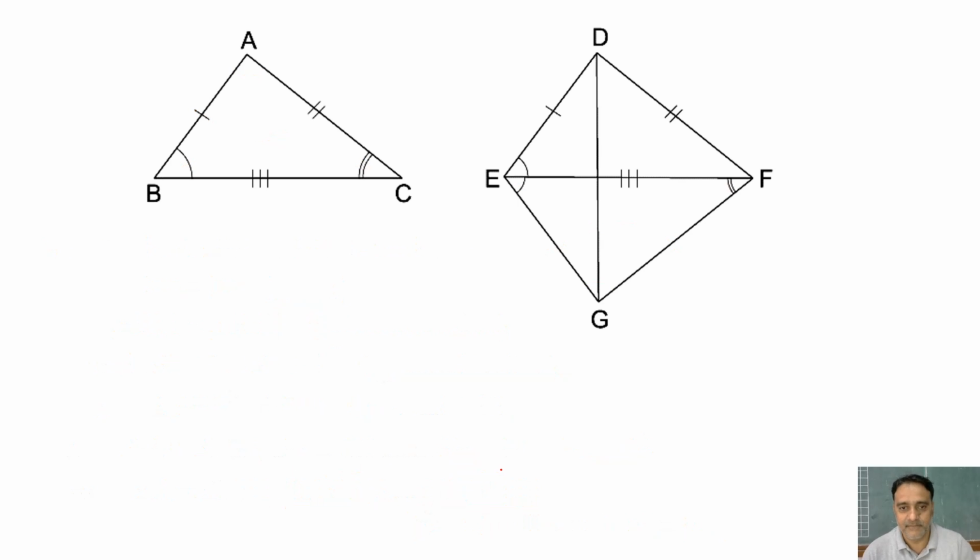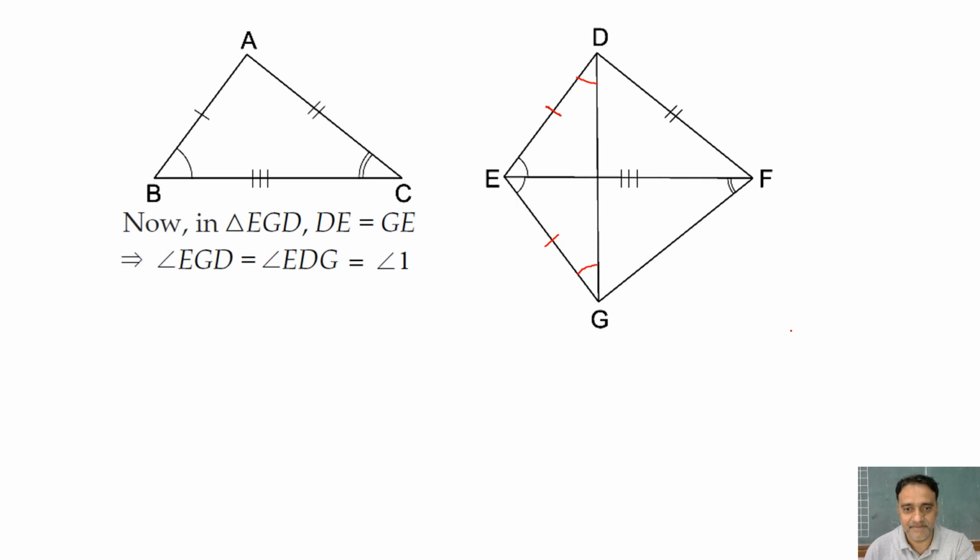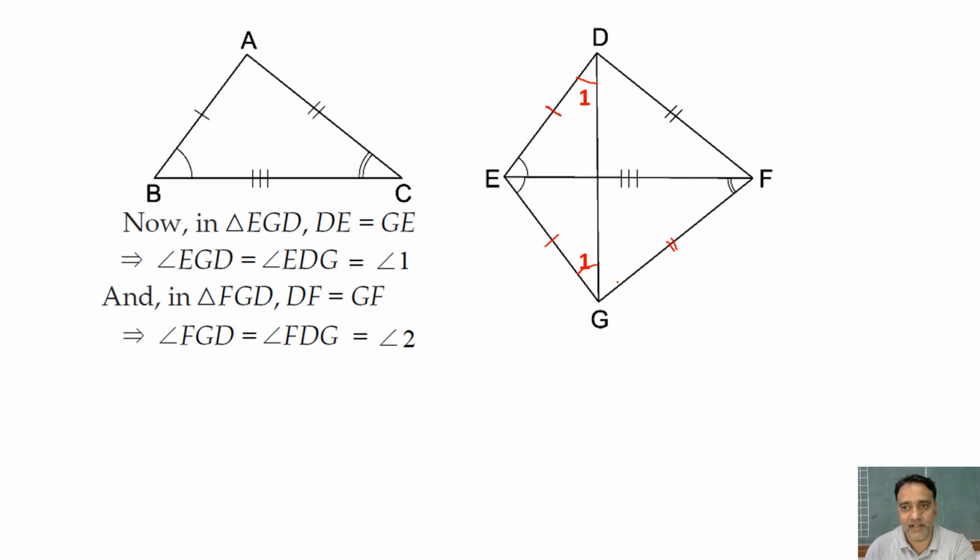Okay, right, now see, DE is equal to GE, so these two angles are equal. Why? Angles opposite to equal sides. Right, angles opposite to equal sides are equal. So I took both of them as angle 1. Similarly, these two are equal, so these two angles will be equal. Same reason, angles opposite to equal sides are equal. So I took both of them as angle 2. Right? Did you understand till here? Yes, sir. Okay.